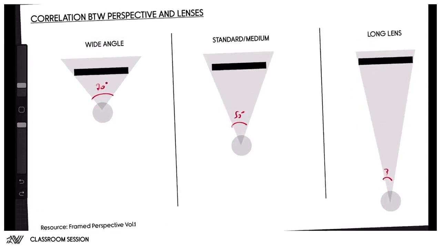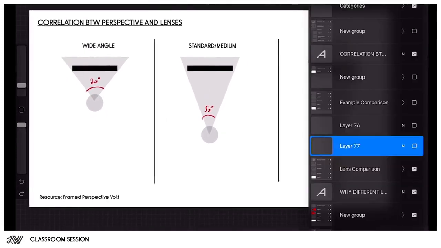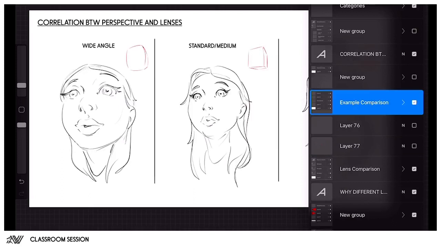All right, so that's the correlation. No, that's not the correlation. The correlation is going to be... So what's the relation between perspective and lenses then, right? So that's our real question, because as artists, we don't have the luxury of using lenses unless we use 3D, where we can mimic lenses. We need to kind of mimic it ourselves.